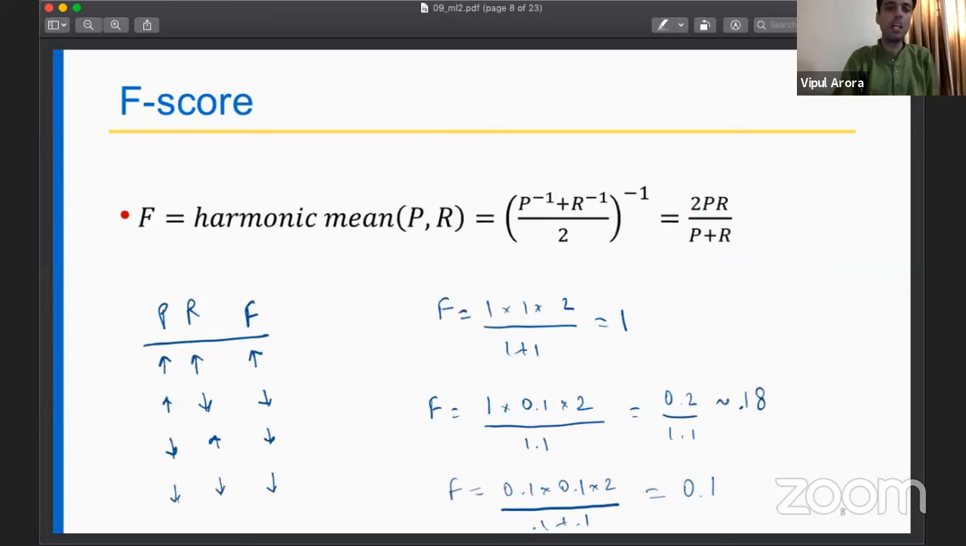Recall and precision are two different measures, but they can be combined to form a single measure. It's called F score, which is basically the harmonic mean of precision and recall.